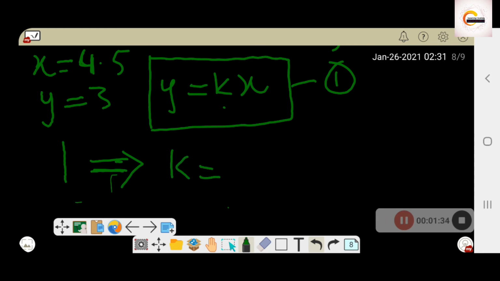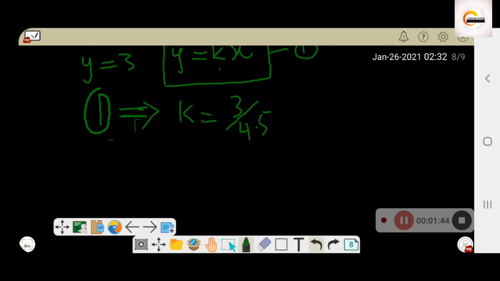K is equal to 3 upon 4.5. Further, we know K is equal to 3 upon 4.5, which means I'm going to write it in the form of a fraction.